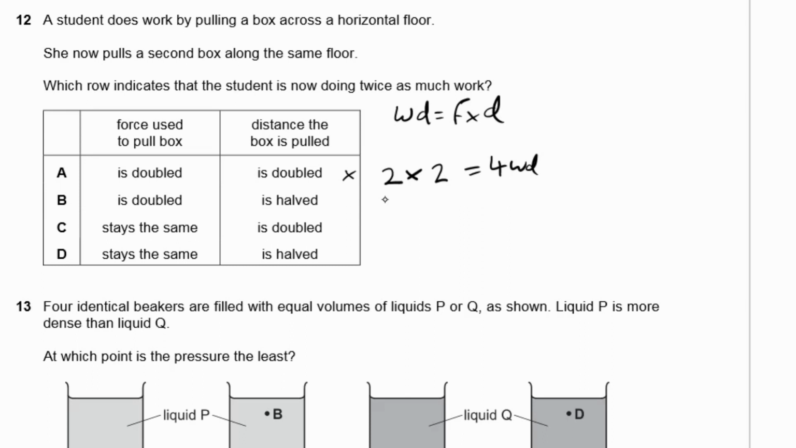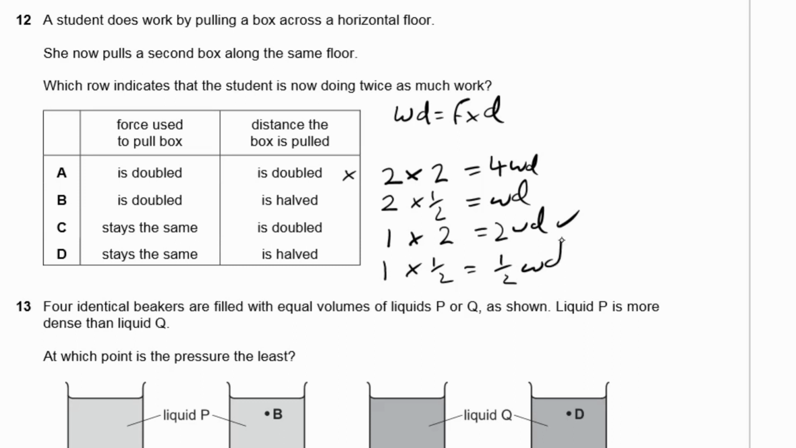If I do twice the force and 1/2 the distance, then I'm going to get the same value of the work done. If I do the same value for the force, so it stays the same, and double the distance, I'm going to get 2 times the work done, so that's a possible one. And finally, if it stays the same and I halve the distance, I'm going to get 1/2 of the work done. So the only possible answer there is option C.